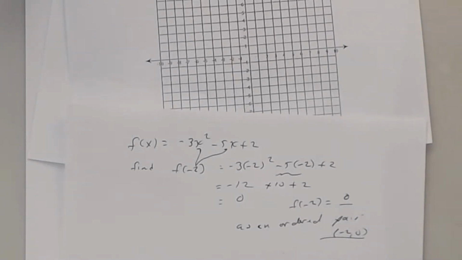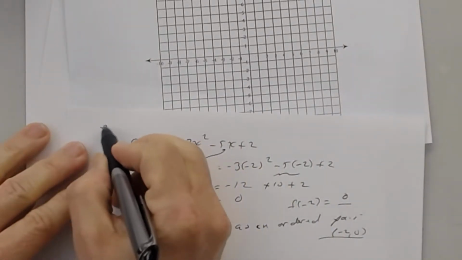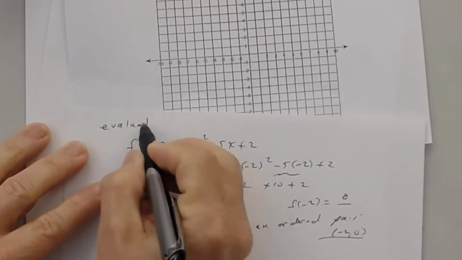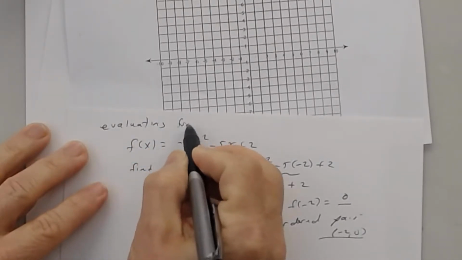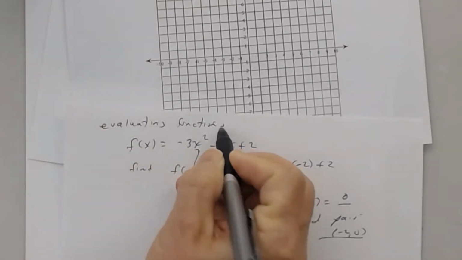All right, so there are a couple of questions by my slide that talk about ordered pairs, and also on the worksheet. So that was what we talked about at the end of last class period. And this is here. What you're doing is evaluating functions.